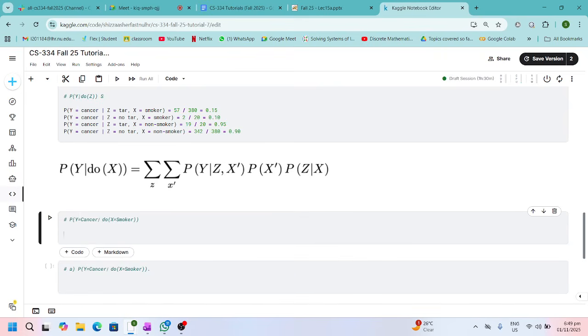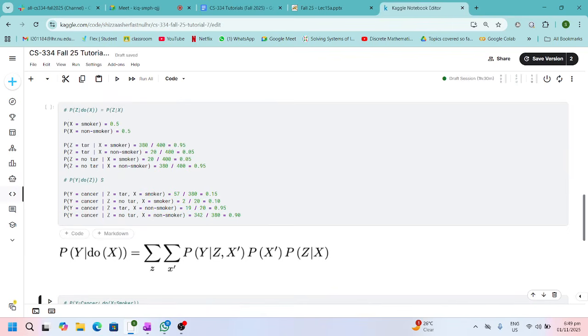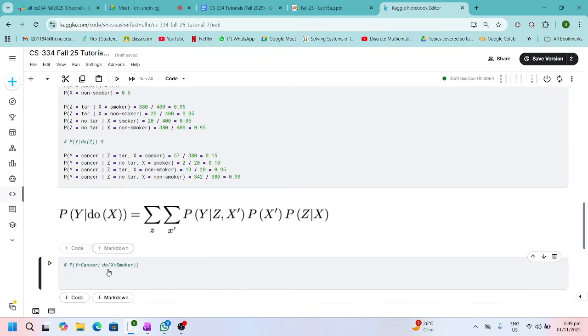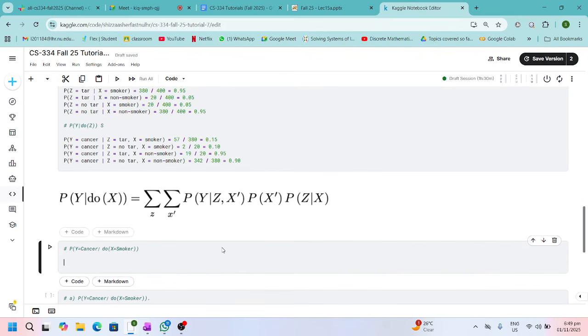P(Y = cancer | do(X = smoker)). This is what I'm computing exactly against the formulation above, and I will use the numbers that I have figured out up until this point. So first of all, I can't write sigma that way unfortunately, so I'll write it as a sum, or let's write it as summation to make it a little bit clearer.